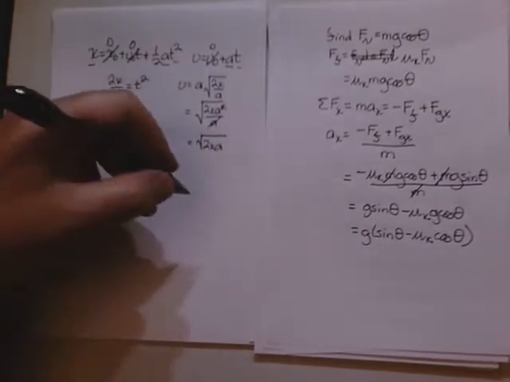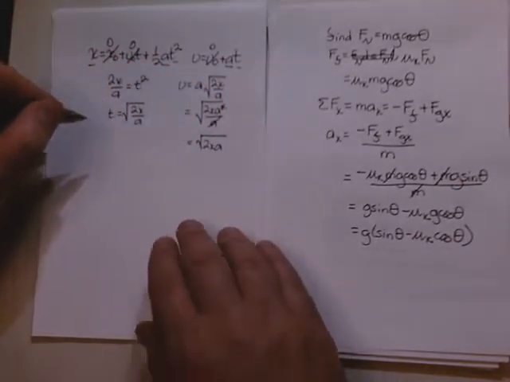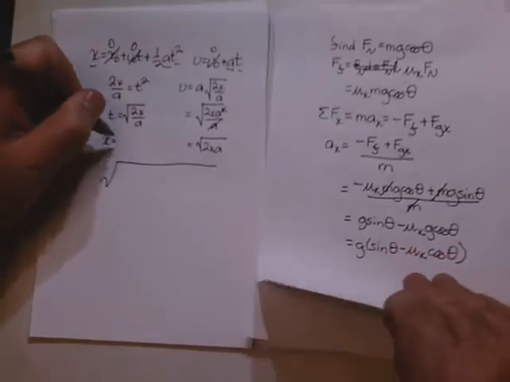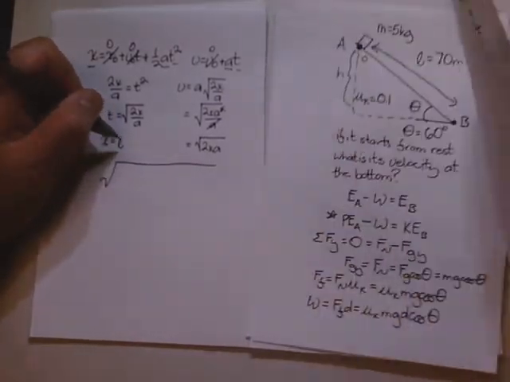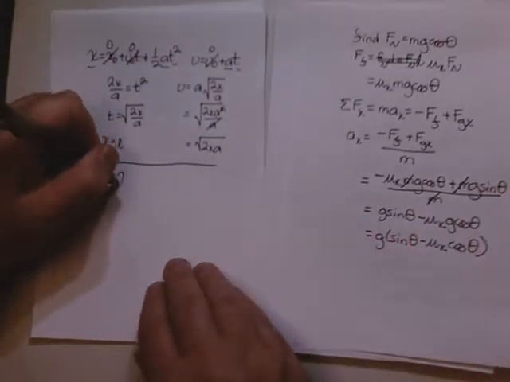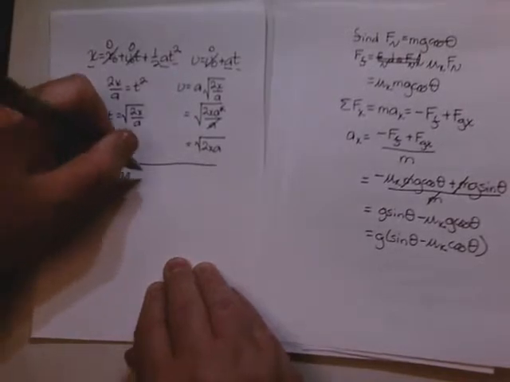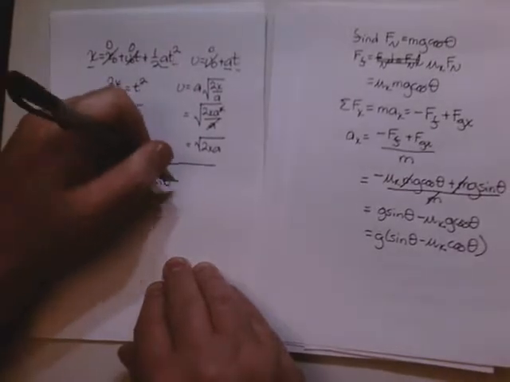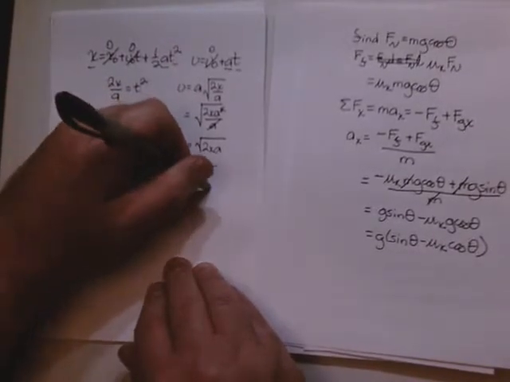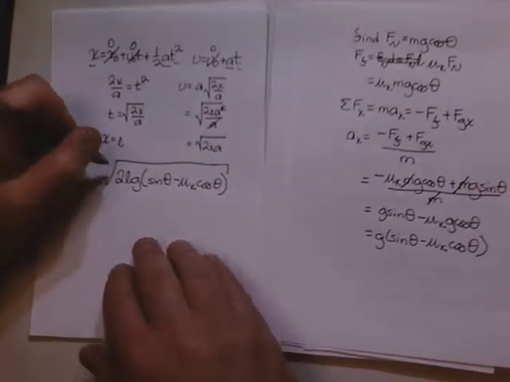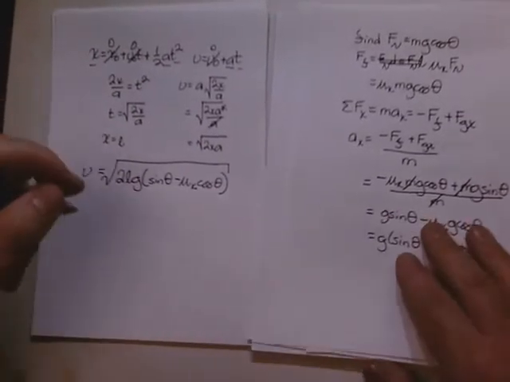2xa. And a, well, the thing that I want to say is that x is the length L down the hill, and a is this, so I'm looking at 2Lg (sine theta minus mu sub k cosine theta). And that is the equation for the final velocity.